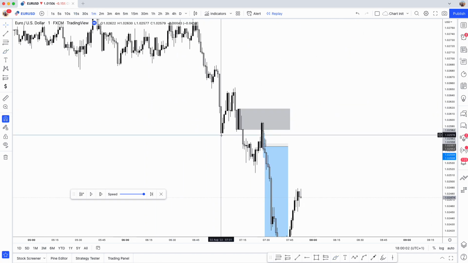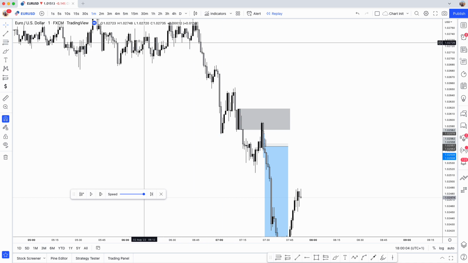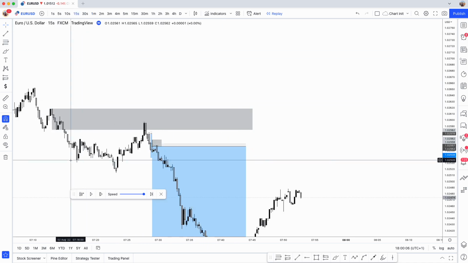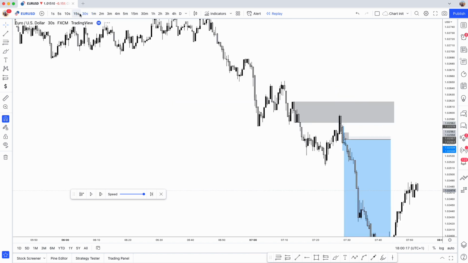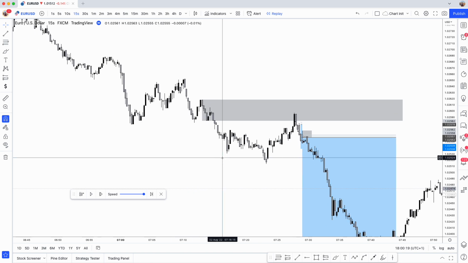Now, in terms of the 1 minute, we just had this move. That was it, so there was nothing really for me to trade. But obviously, I flick between the 15, 30, and 1 minute. That's my general rule set. But what happened in terms of the 15 seconds?